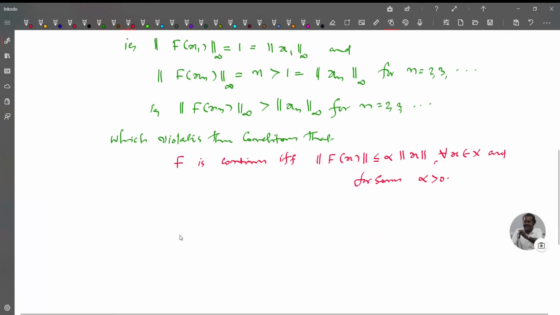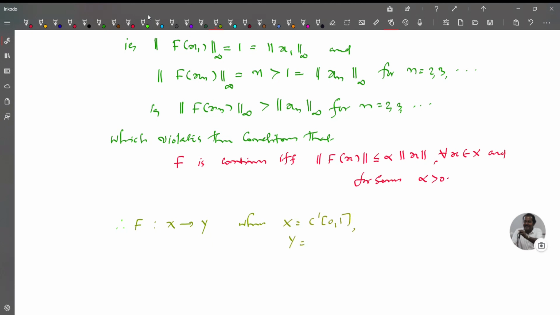Therefore, f from X to Y, where X is equal to C'[0,1], Y is equal to C[0,1] with the sup norm, defined by f of x equal to x prime, is not continuous.